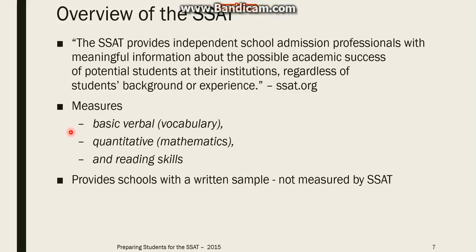Now, the scored portion of the test is the basic verbal section. Now, verbal does not mean speaking. Verbal has to do with vocabulary, and there are two types: synonyms and analogies. The second type is quantitative. So these are basically mathematical problems, and they're often word-based problems. And I'm not going to talk too much about the mathematics section in this video. That will be in another video. And finally, there's a reading comprehension section. So all these three sections are scored.